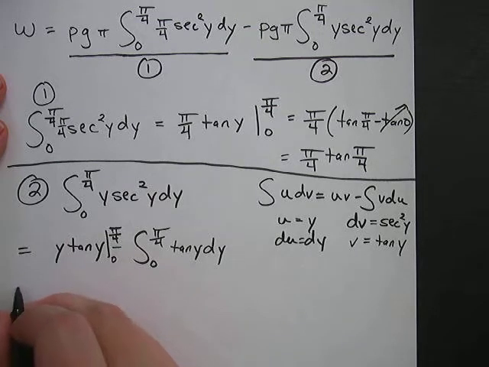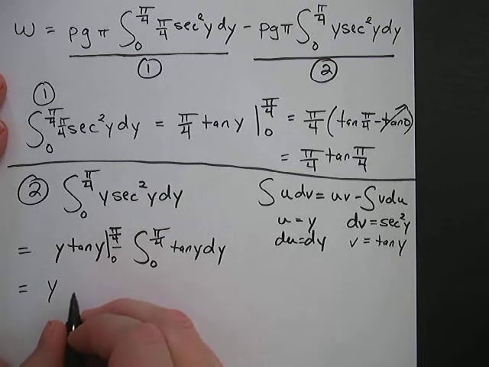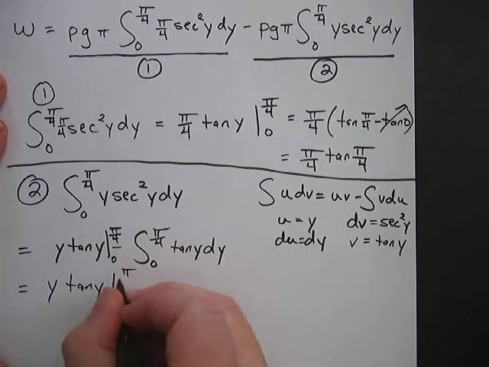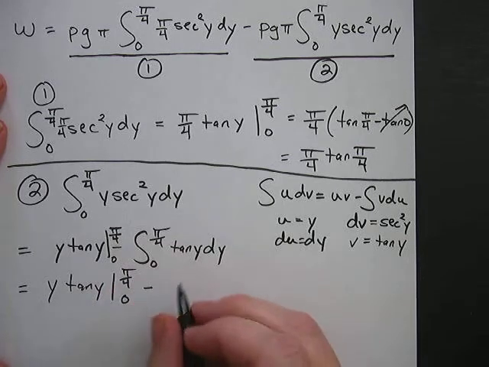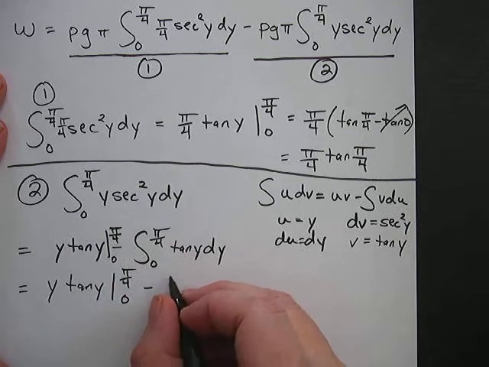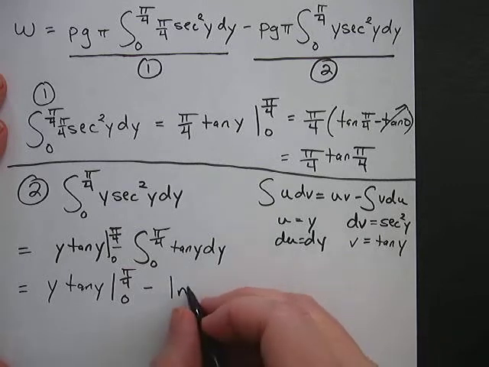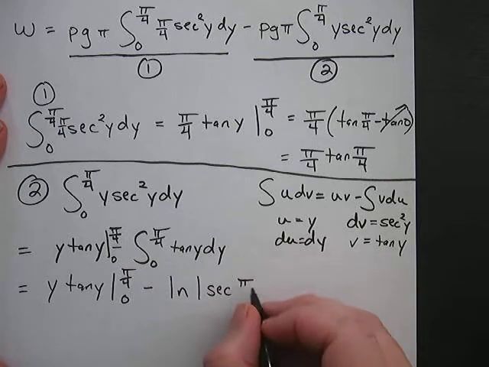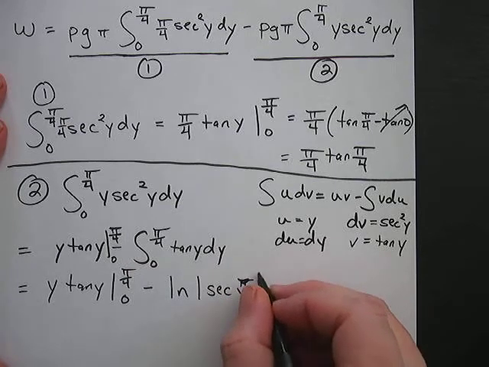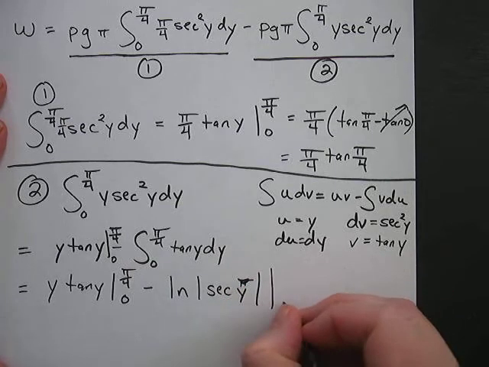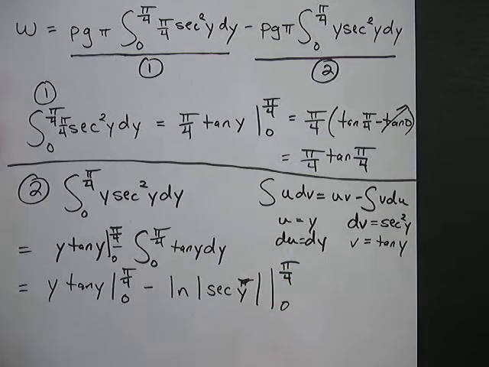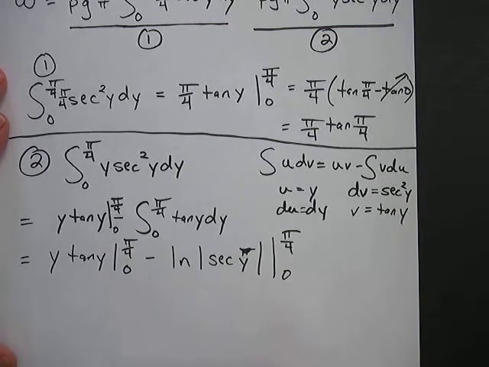Okay, so this becomes y times tangent y from 0 to pi over 4 minus ln of secant of y, integrated from 0 to pi over 4. Whoops, excuse me, getting ahead of myself. Okay, and now we can plug in our limits real quick and see what we get for an answer for integral number 2.